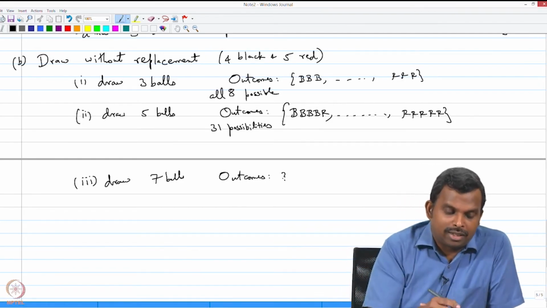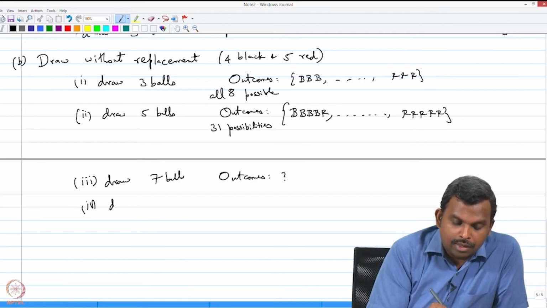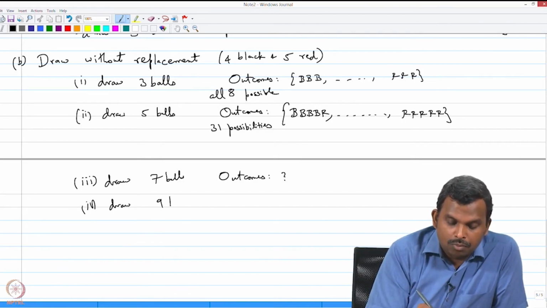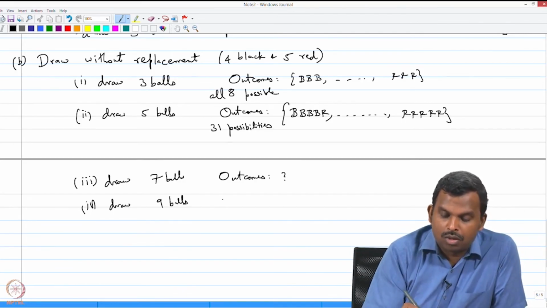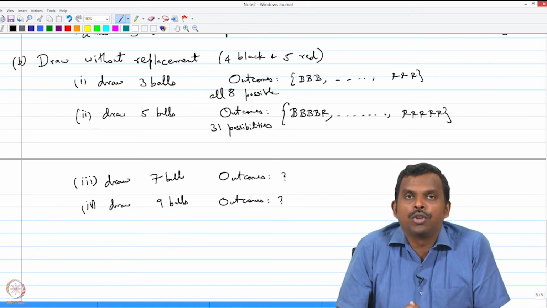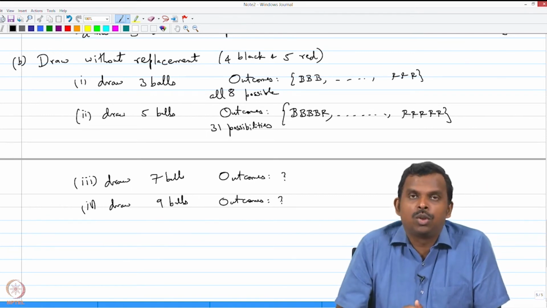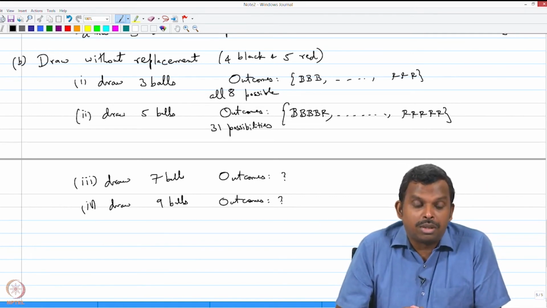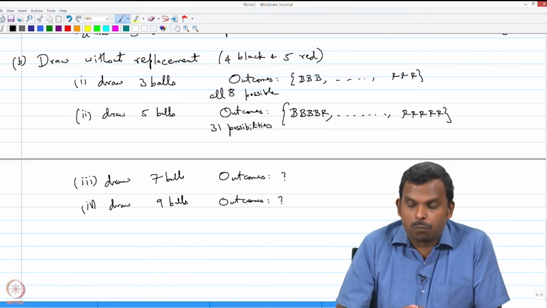Another interesting case you might want to consider is supposing we draw 9 balls. How many outcomes are there? These are interesting questions for you to think about. Just the number of outcomes. You don't have to list out every possibility. What will be the number of outcomes? This is an interesting question.